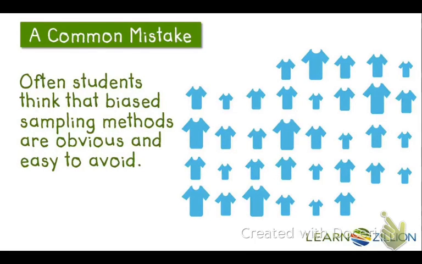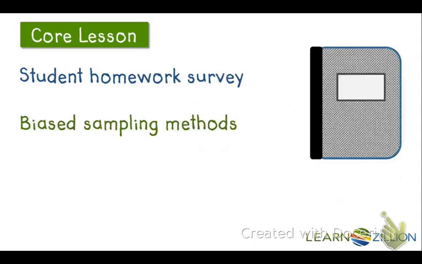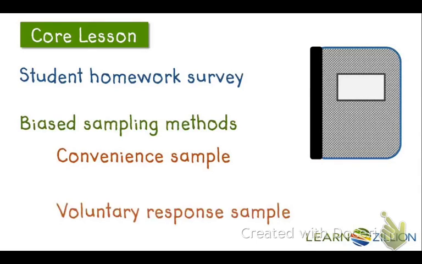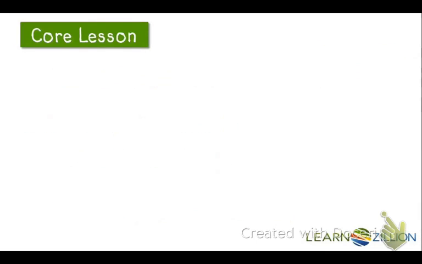That was an obvious one, but they're not always so easy to avoid. We'll look at some examples now. Let's look at a student homework survey and check out some biased sampling methods that might lead you to have an unrepresentative sample. The two main types of biased sampling methods are convenience samples and voluntary response samples. Let's take them one at a time.